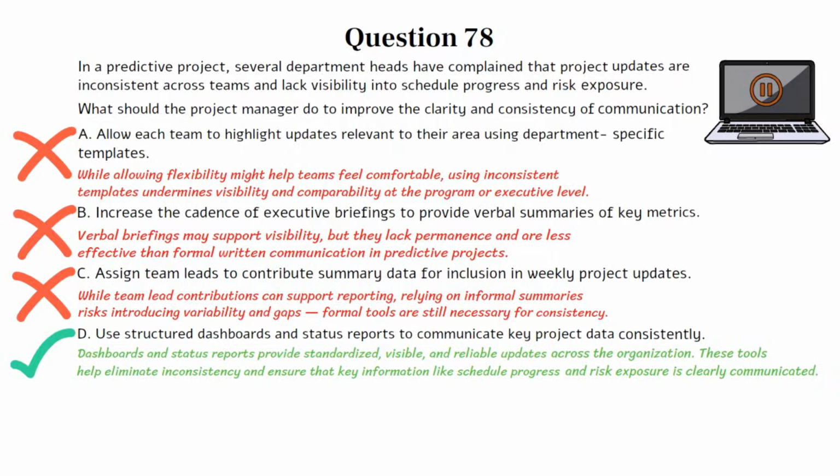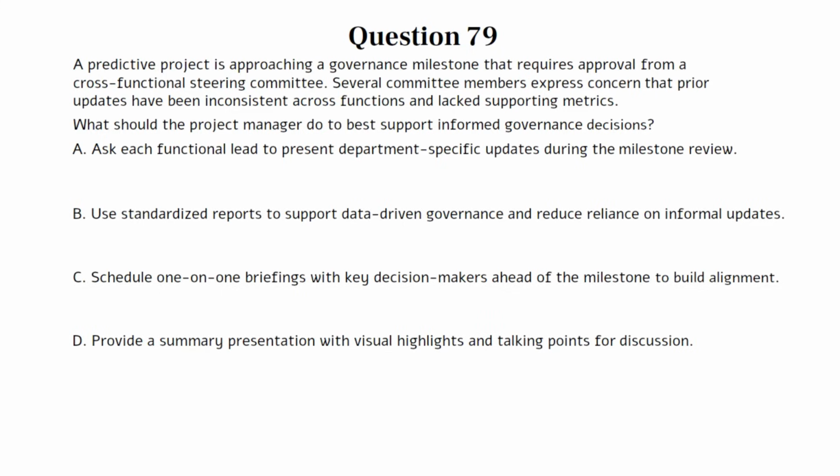Let's move on to the next question if you're ready. Question 79. A predictive project is approaching a governance milestone that requires approval from a cross-functional steering committee. Several committee members expressed concern that prior updates have been inconsistent across functions and lacked supporting metrics. What should the project manager do to best support informed governance decisions?